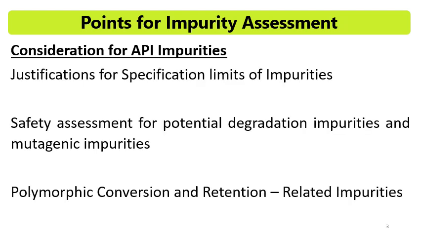Then the justifications and specification limits for impurities need to be considered. How the impurities are limited and how the specifications are given for the API should be assessed critically. Then safety assessment for potential degradation impurities and the mutagenic impurities. If there is any risk of mutagenic impurity, then how that impurity is being controlled.